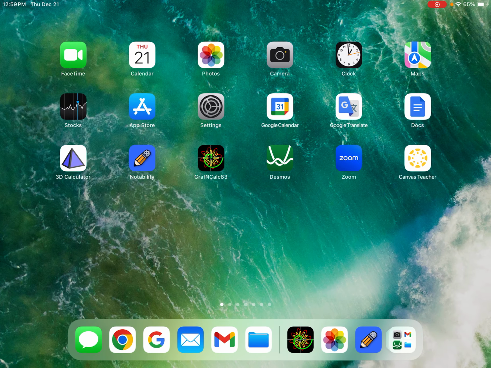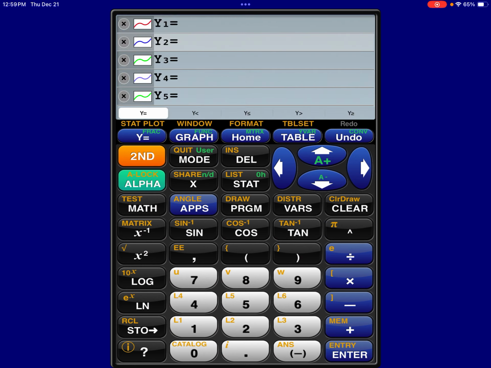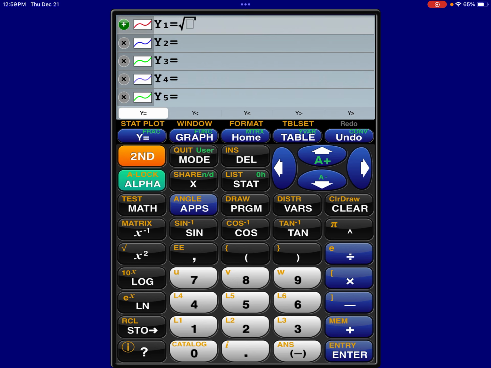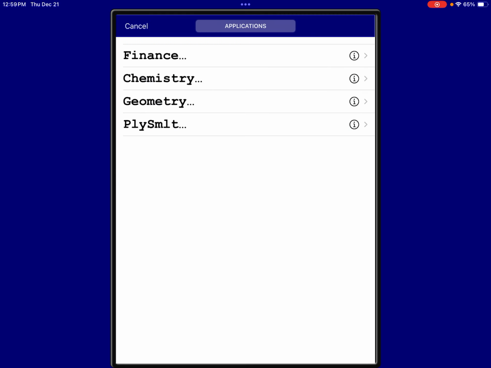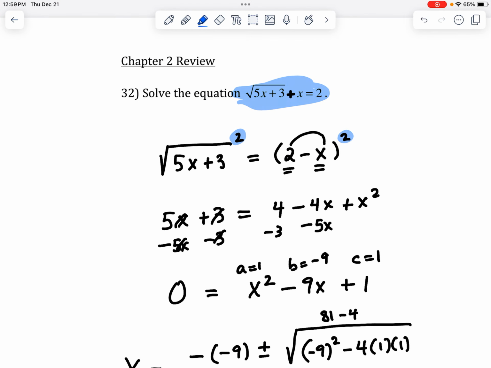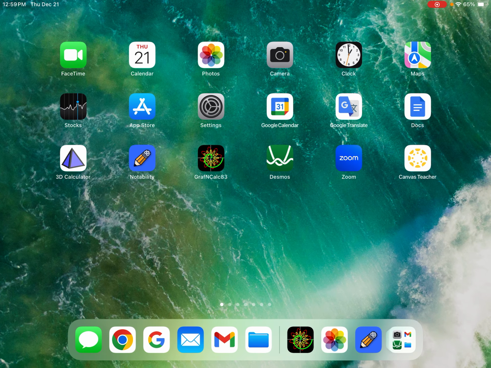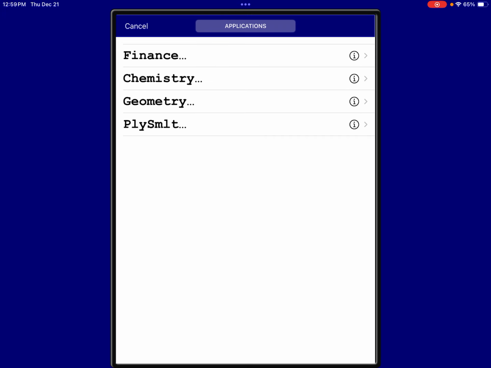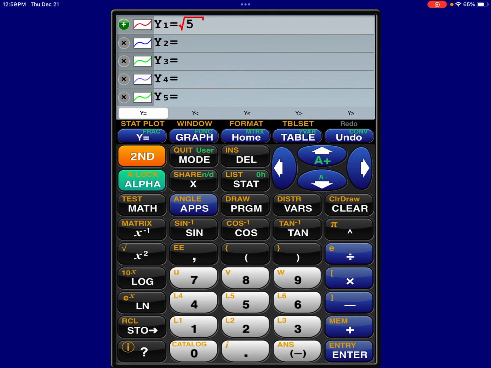So go back to the graphing calculator and go with y equals, and then that was the square root of 5x, oops. Well, you know what? I need to go back to the page anyway because I forgot to write it down. Okay, now I'm ready. So go back to the calculator, and it's 5x plus 3 that's inside the radical. Then after I fixed my typo, it was plus x, and then equals 2.